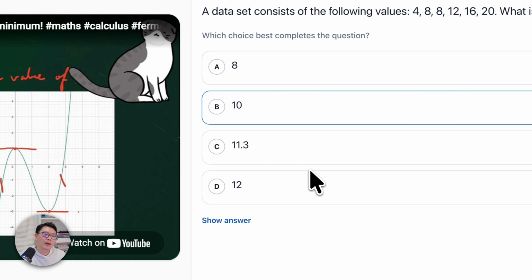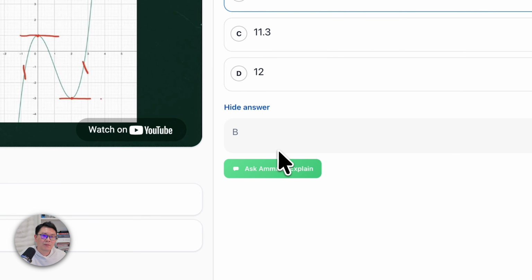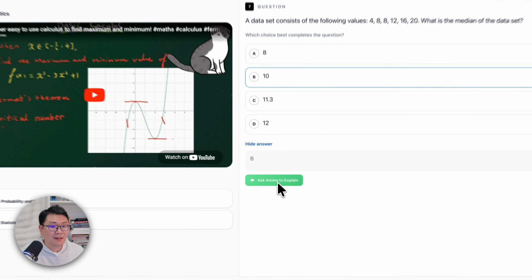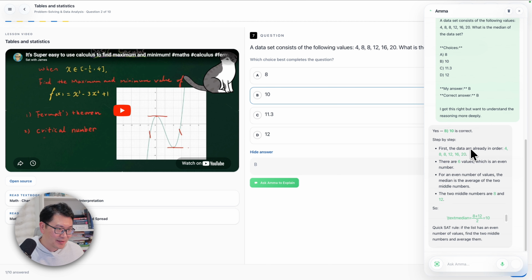All right, so if you're really familiar with the concepts of median and mean, then you can pretty much solve such problems within 5 seconds. Let's check the answer. B is correct. And then still, you can ask Emma to explain, as always, about mean, about median, about mode, about range. She's popping up all of these explanations over here.